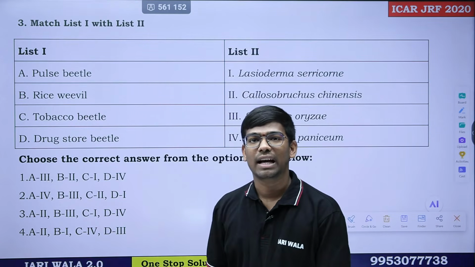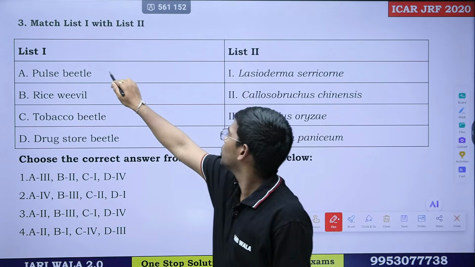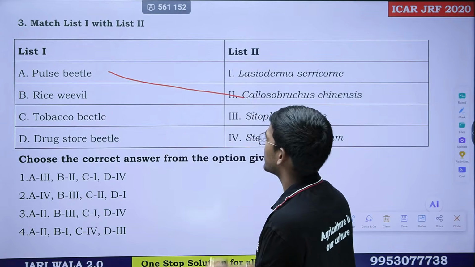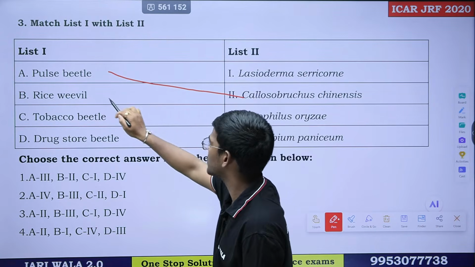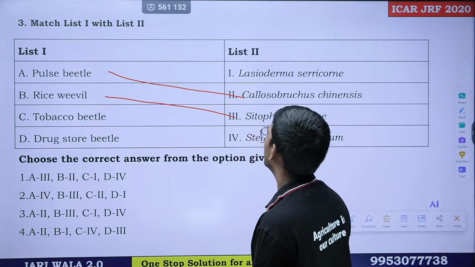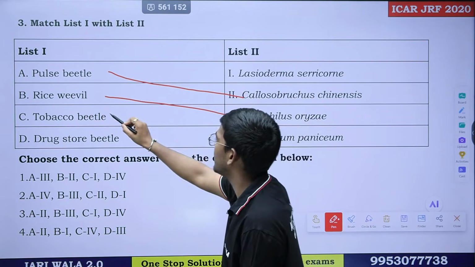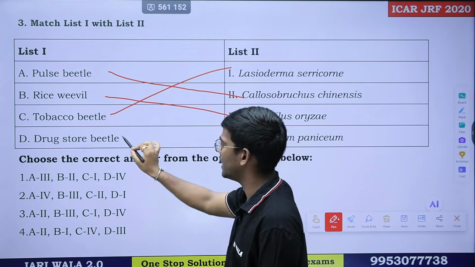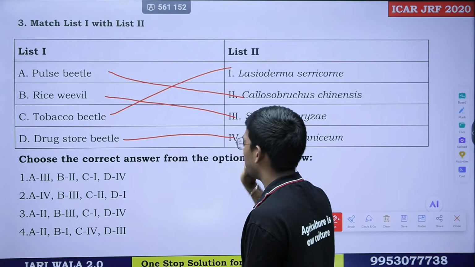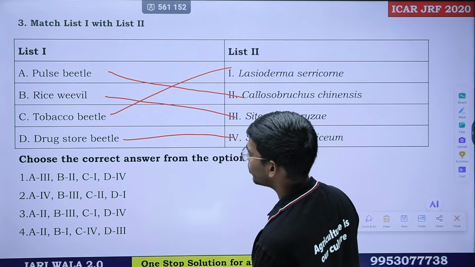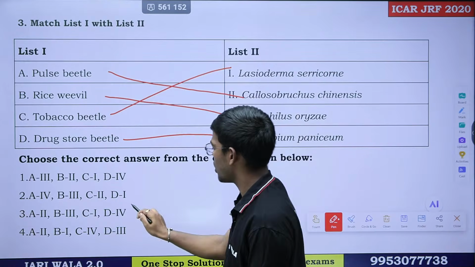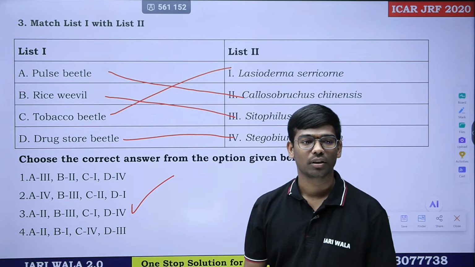Yes, somebody said the answer is 3. Good. So here pulse beetle is Callosobruchus chinensis, then rice weevil is Sitophilus oryzae. Then after we are having the tobacco beetle, Lasioderma serricorne, or the cigarette beetle, and the drugstore beetle is Stegobium paniceum. So A2, B3, C1, D4. Option is third one. Good.